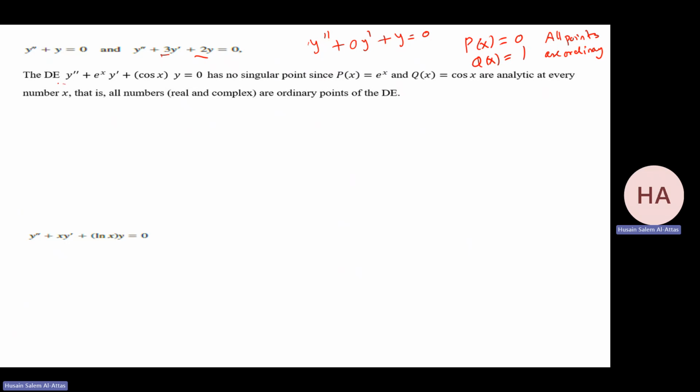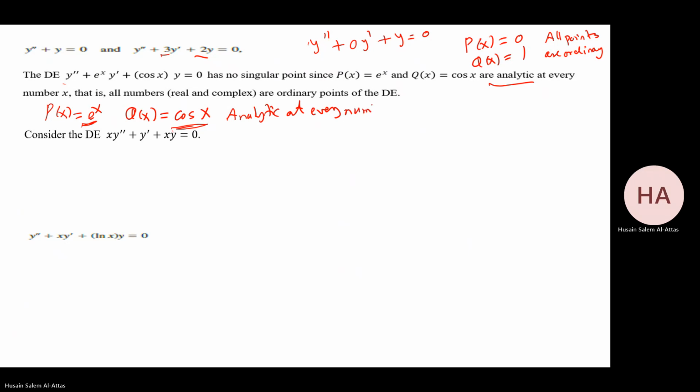Let me go to this one. Y double prime plus a to the power x times y prime plus cosine x times y. What is p of x? A to the power x. What is q of x? Cosine x. And these are analytic all the way. I can differentiate this as much as I want, and I can differentiate this as much as I want. So these are analytic at every number x. That means all points are ordinary.